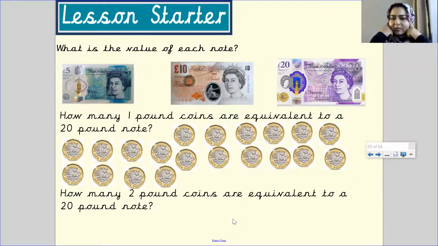Now, how many £2 coins do you think are equivalent to a £20 note? Put your thinking caps on. It's a £2 coin. So what do you think you are going to need to count it as? Okay, pause the screen now and work it out. Okay, fantastic. So now if a £2 coin is worth 2, the value is 2, we need to count it until we get to 20.